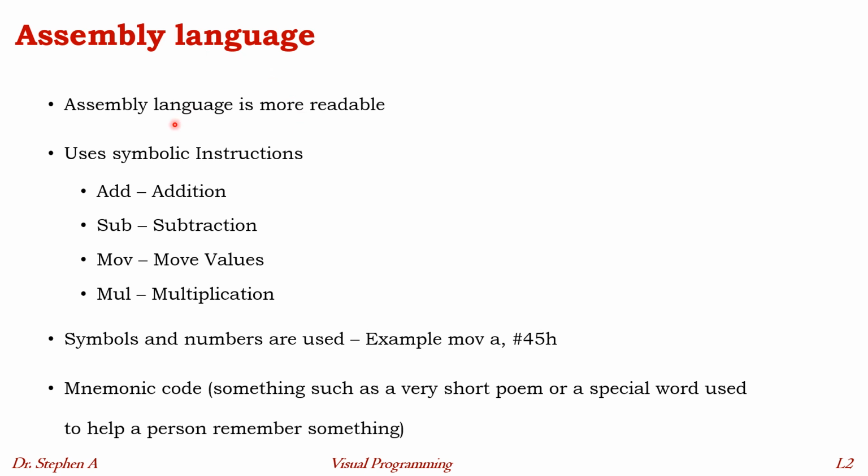Assembly language. Assembly language is more readable compared with machine language. It uses symbolic instructions like add for addition, subtraction, move values, and multiplication, so humans can easily understand this code. These symbols are called mnemonic code. In assembly language, mnemonic code is used for writing a program, whereas in machine language, 0s and 1s are used.